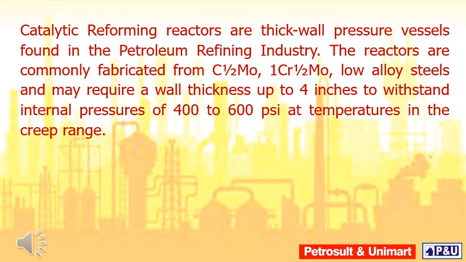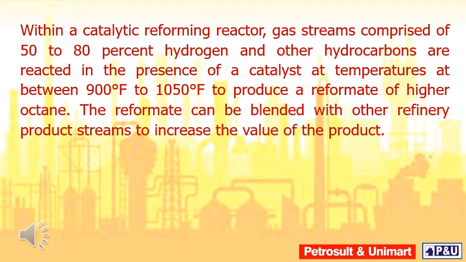The reactors are commonly fabricated from C-1/2 Mo, 1 Cr 1/2 Mo low alloy steels and may require a wall thickness up to 4 inches to withstand internal pressures of 400 to 600 psi at temperatures in the creep range. Within a catalytic reforming reactor, gas streams comprised of 50 to 80% hydrogen and other hydrocarbons are reacted in the presence of a catalyst at temperatures between 900 degrees Fahrenheit and 1050 degrees Fahrenheit to produce a reformate of higher octane. The reformate can be blended with other refinery product streams to increase the value of the product.